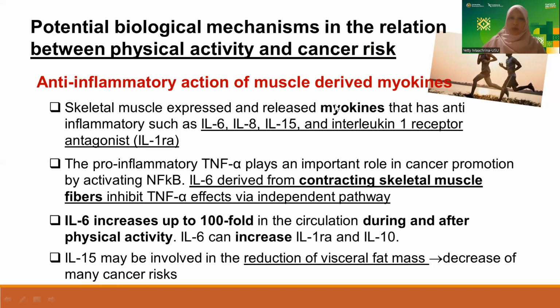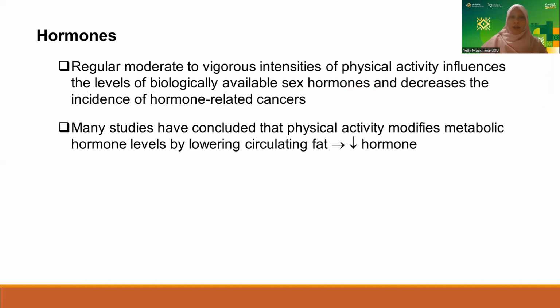Interleukin 6 increases up to 100-fold in circulation during and after physical activity. Interleukin 6 can increase interleukin 1 receptor antagonist and interleukin 10. Also, reduction of visceral fat mass is one of the benefits of interleukin 15, and it can decrease many cancer risks. And what about the hormones? Regular, moderate to vigorous intensities of physical activity influence the level of biologically available sex hormones and decrease the incidence of hormone-related cancers. Many studies have concluded that physical activity modifies metabolic hormone levels by lowering circulating fat.